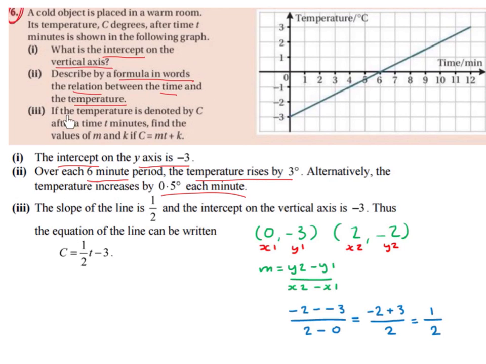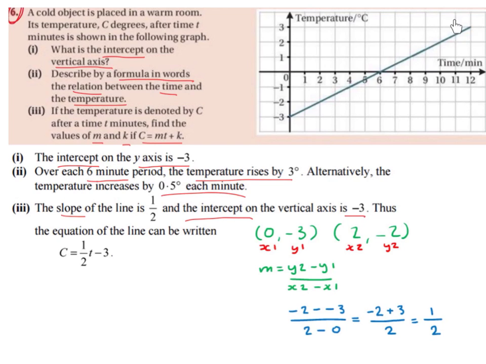Part 3. If the temperature is denoted by C after a time t minutes, find the values of m and k if C equals mt plus k. So that's basically saying find the slope and the y-intercept. Well, the slope of the line is a half, and the intercept on the vertical axis is -3. So where did we get a half from?